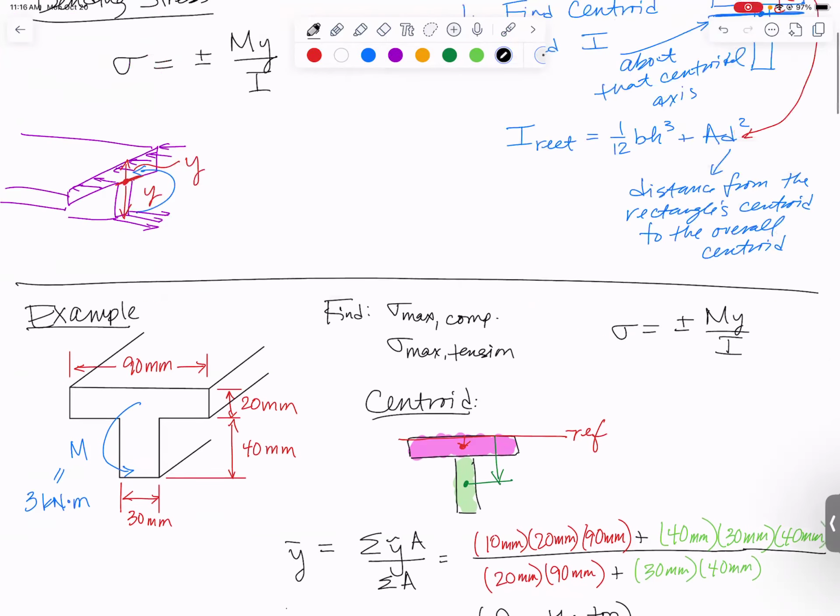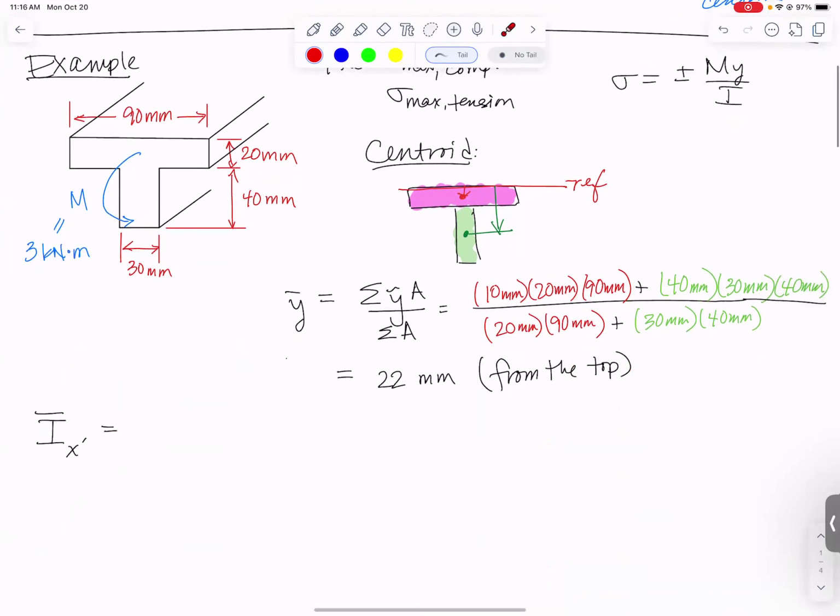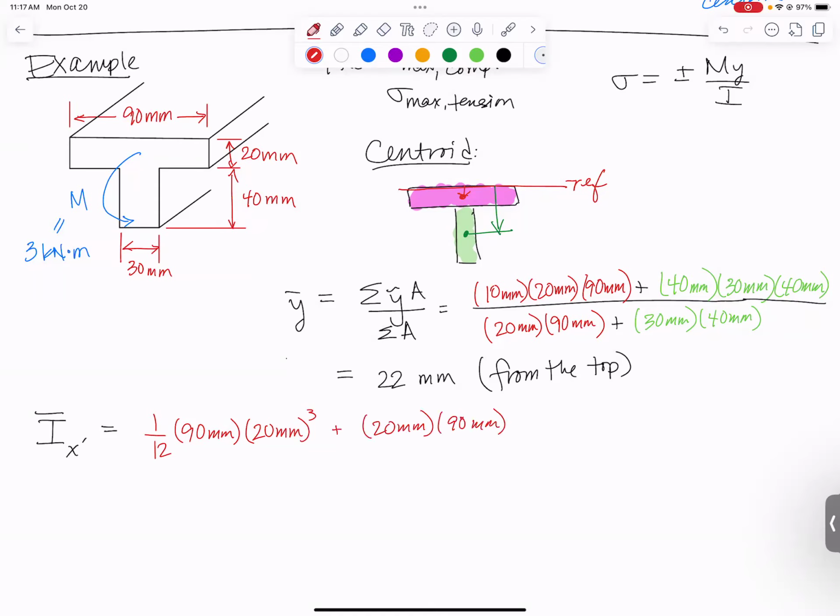Our equation, we just did. The equation is right up here: 1/12 BH cubed for each rectangle plus AD squared for each rectangle. So let's do the red ones first. The red one, I will have 1/12, the base is 90 millimeters and the height is 20 millimeters, which gets cubed. Then I need to add to it the area, 20 times 90 times the distance squared.